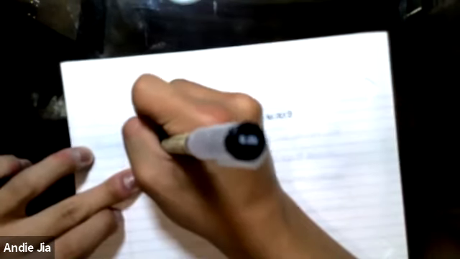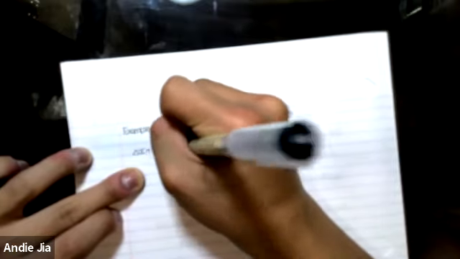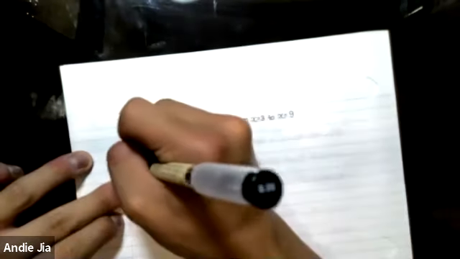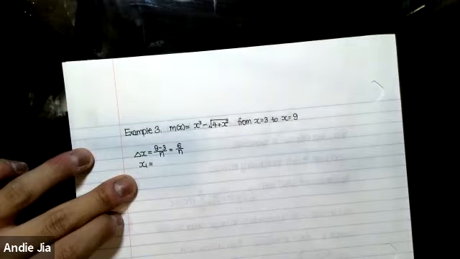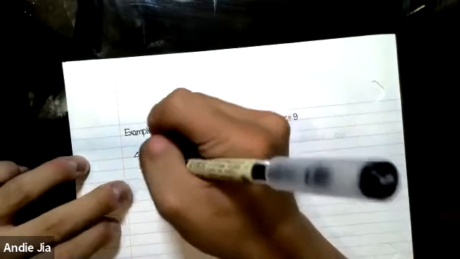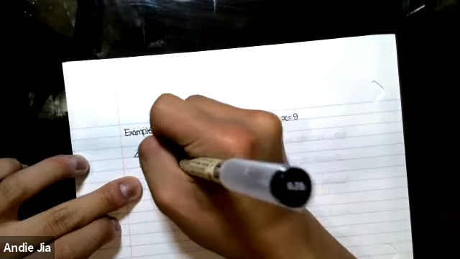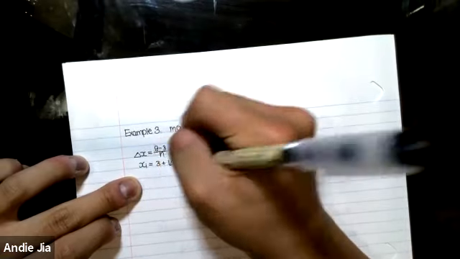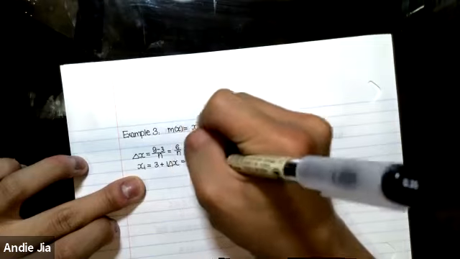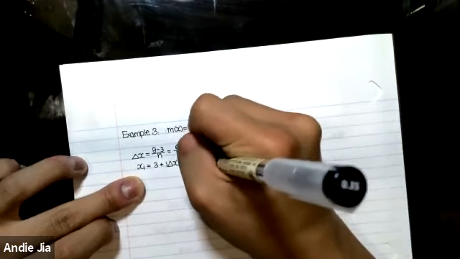Find delta x. Then the ith approximating rectangle should be 3 plus i times delta x. Should be 3 plus 6i over n.